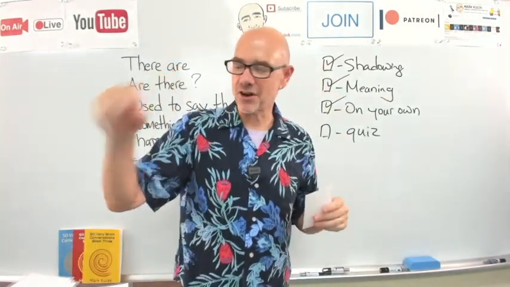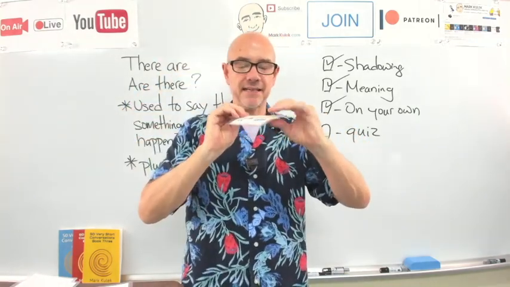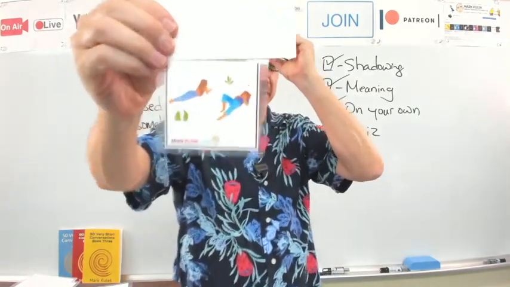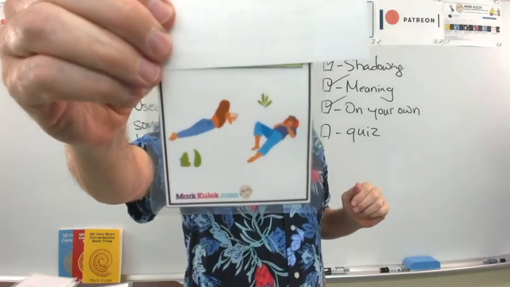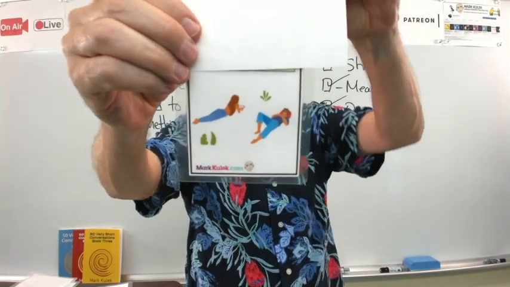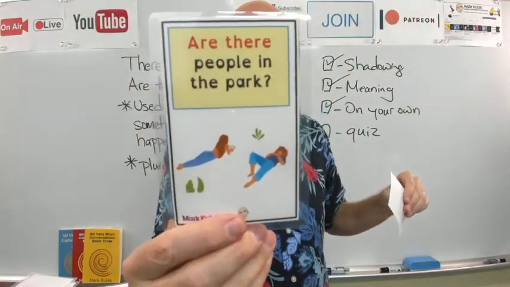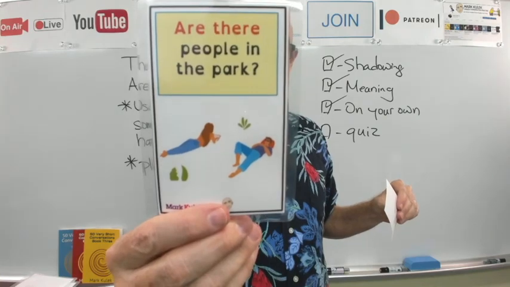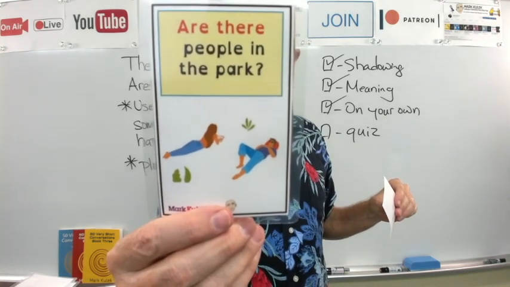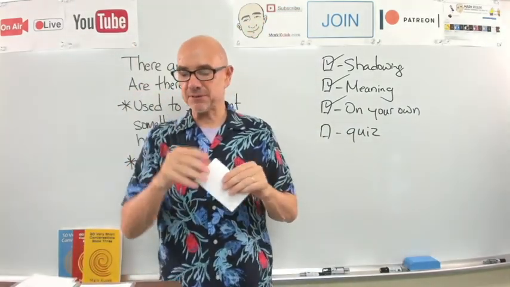Okay, here we go. Last card for the quiz. Card number three. What is the sentence? Say the sentence, please. Okay, and let's check the sentence. Are there people in the park? Are there people in the park? Yes, there are. There are two people in the park.